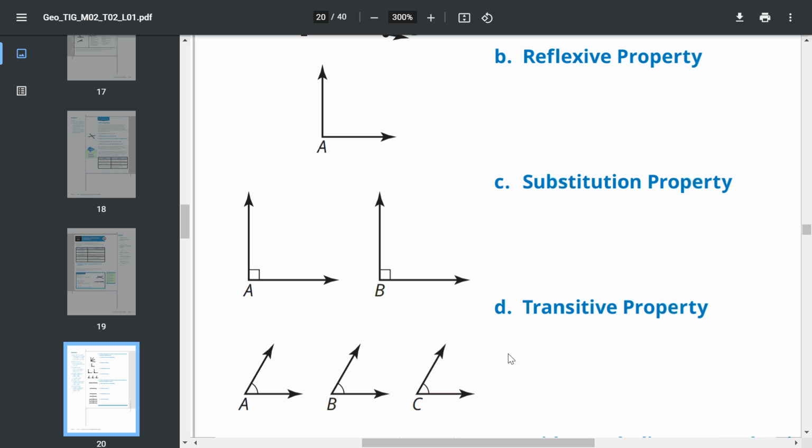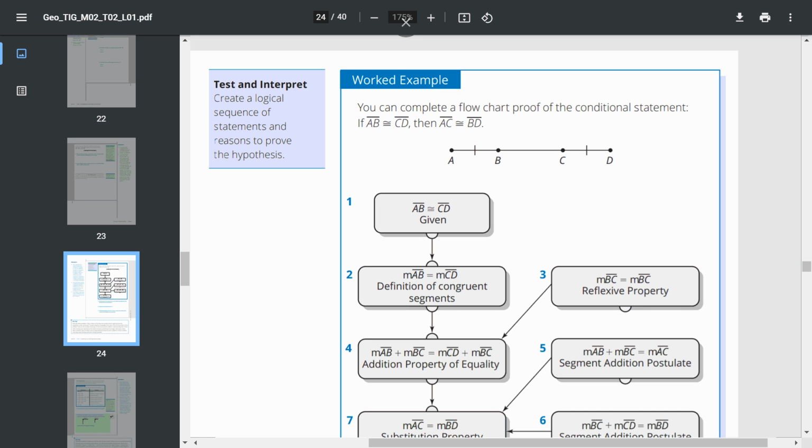Moving down to this next diagram, I now have 3 angles, and we're going to use the transitive property on these angles. So something I could say is, if I know that angle A equals angle B, and then I know that angle B equals angle C, then by the transitive property, I know that angle A is equal to angle C as well. Now let's take a look at this worked example.